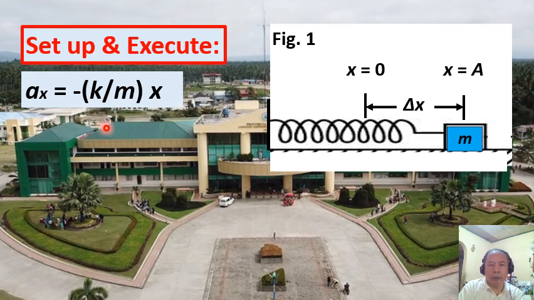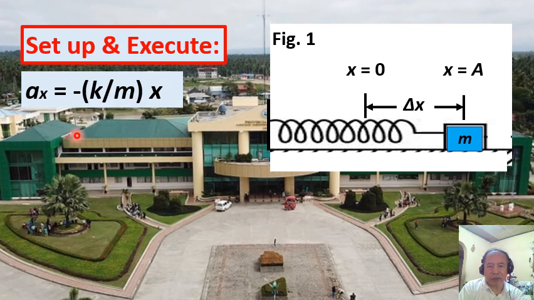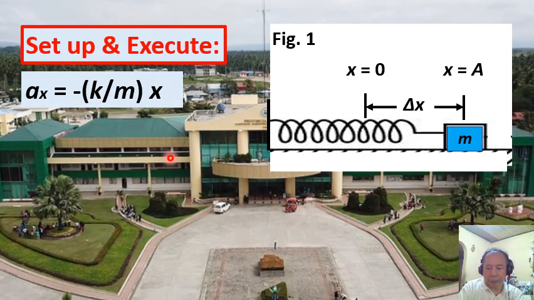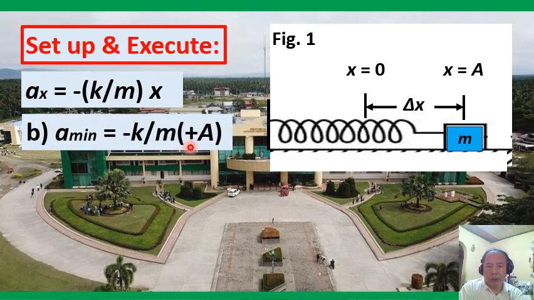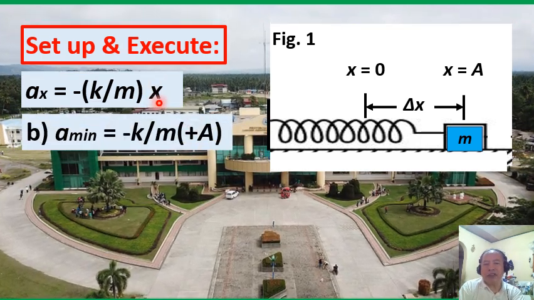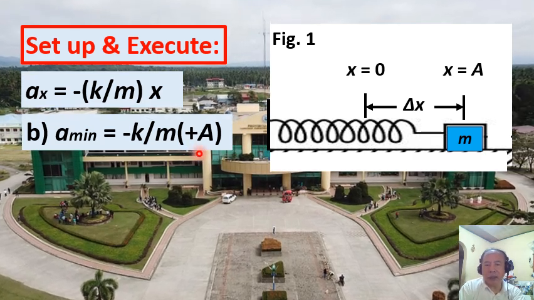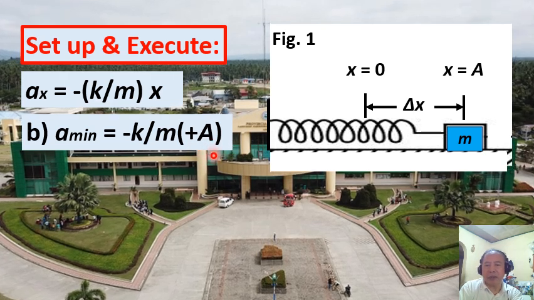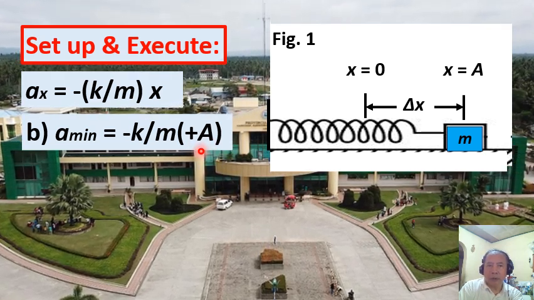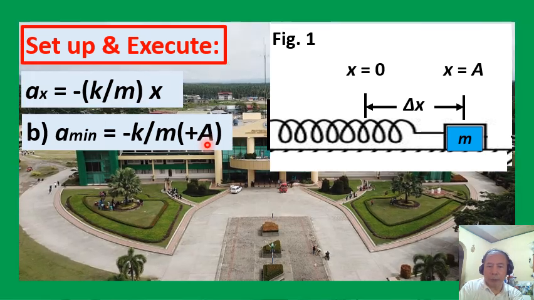Calculate for the minimum acceleration ax, we still use the same formula, but the displacement x will now be taken as equal to the maximum positive displacement, right? Which is equal to the amplitude capital A.